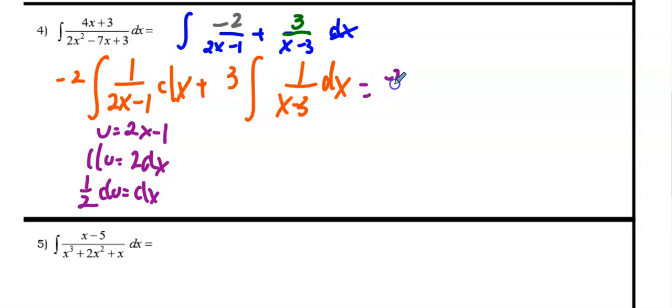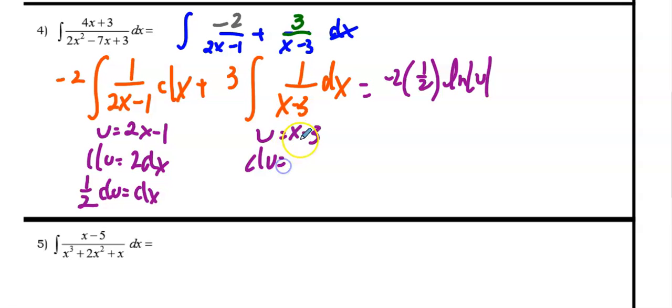So it's going to be negative 2 times 1/2, because students always just jump to it, it's the natural log. So I've got the 1/2 out here with the negative 2, and now I can do the natural log of u for that particular part. If I make u equal to x minus 3, now this one's not going to matter so much because the derivative of u, x minus 3, is just going to be 1 dx. So I can just go ahead and do plus 3, the natural log of the absolute value of u, plus c.